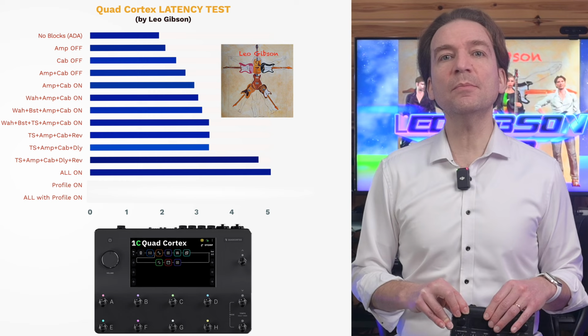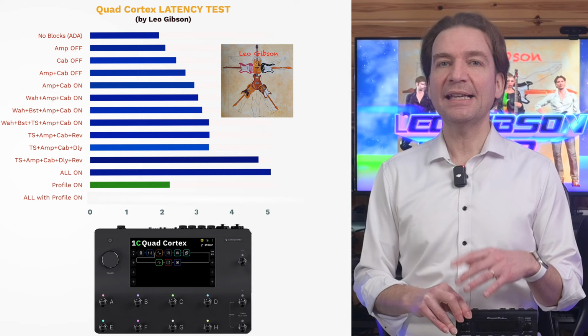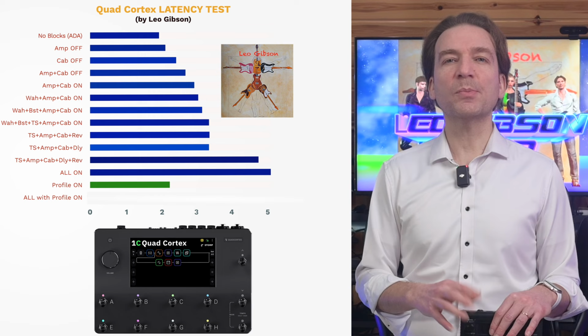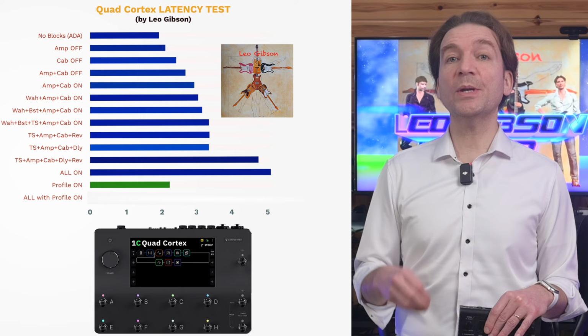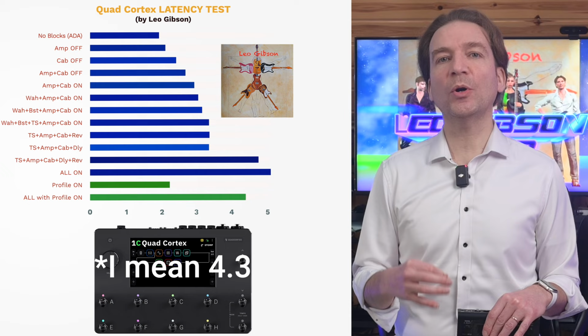Another interesting measure is that with just the profile block we have 2.3 milliseconds instead of the 3 milliseconds aforementioned. Therefore, the profile seems to be a little bit more efficient. If we add the aforementioned effects to the profile, we reach 5.3 milliseconds instead of the around 5 using the amp and the cab.